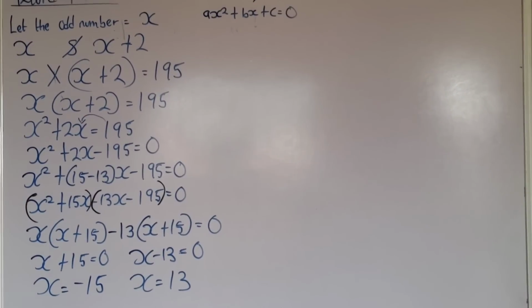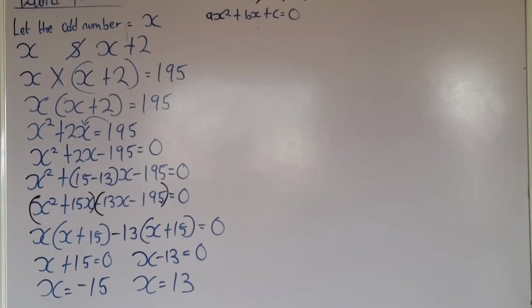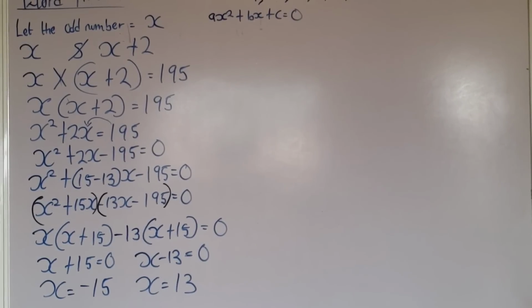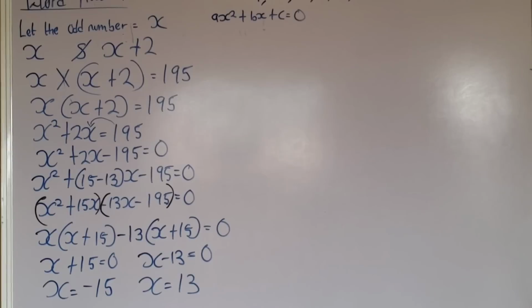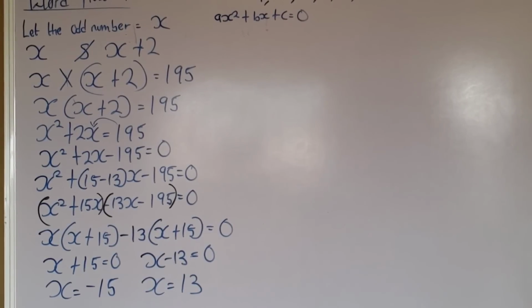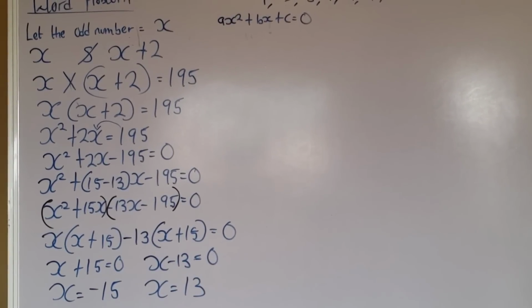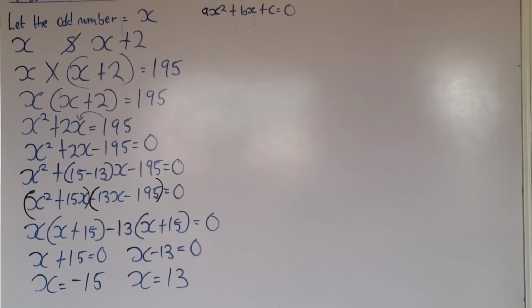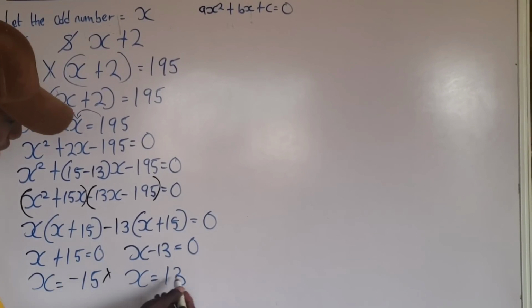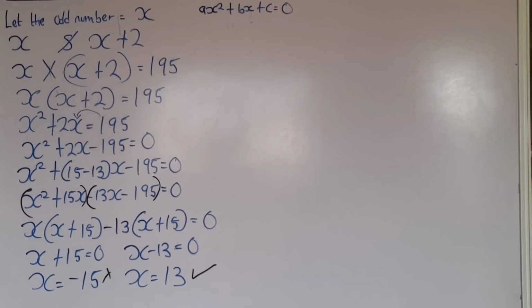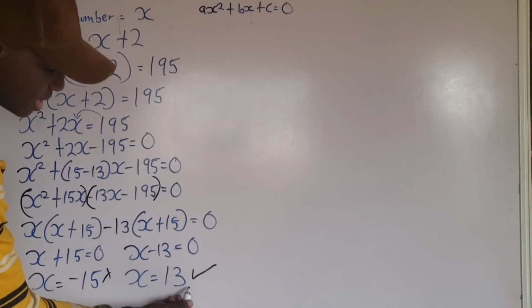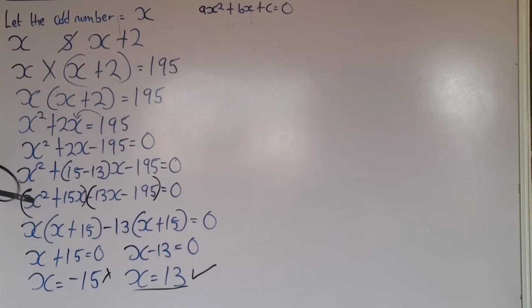Because we are told in the question that the numbers are positive, you understand? In the question we are given that the product of two consecutive positive odd numbers. So we are going to disregard the negative 15 and we are going to accept this. Are you paying attention? We are told that the numbers are positive. So we are going to focus on x equals 13. Now, this is not the final answer. We are going to go back to the question. x equals 13.